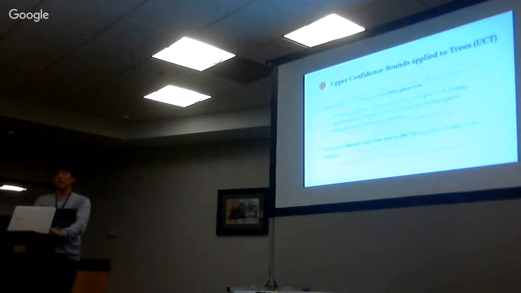So the algorithm that we use is called Upper Confidence Bounds applied to Trees. It's called, in short, UCT. And the basic idea is to extend this Monte Carlo method to the entire game tree.